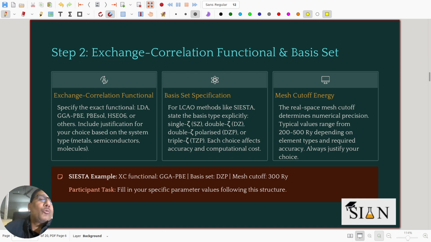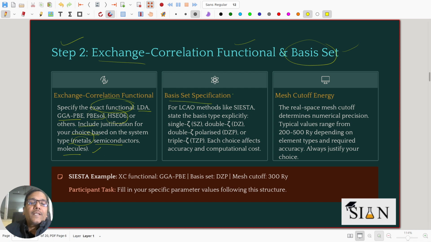Then step number two, that is exchange-correlation functional and basis sets. We know that for the exchange-correlation functional, you specify the exchange functional like LDA, GGA, GGA with PBE and GGA with PBEsol, or hybrid functionals like HSE06 or others. Include justification for your choice based on the system type: metal, semiconductor, or molecules. So if you are using GGA-PBE, you have to write there why you are using it.